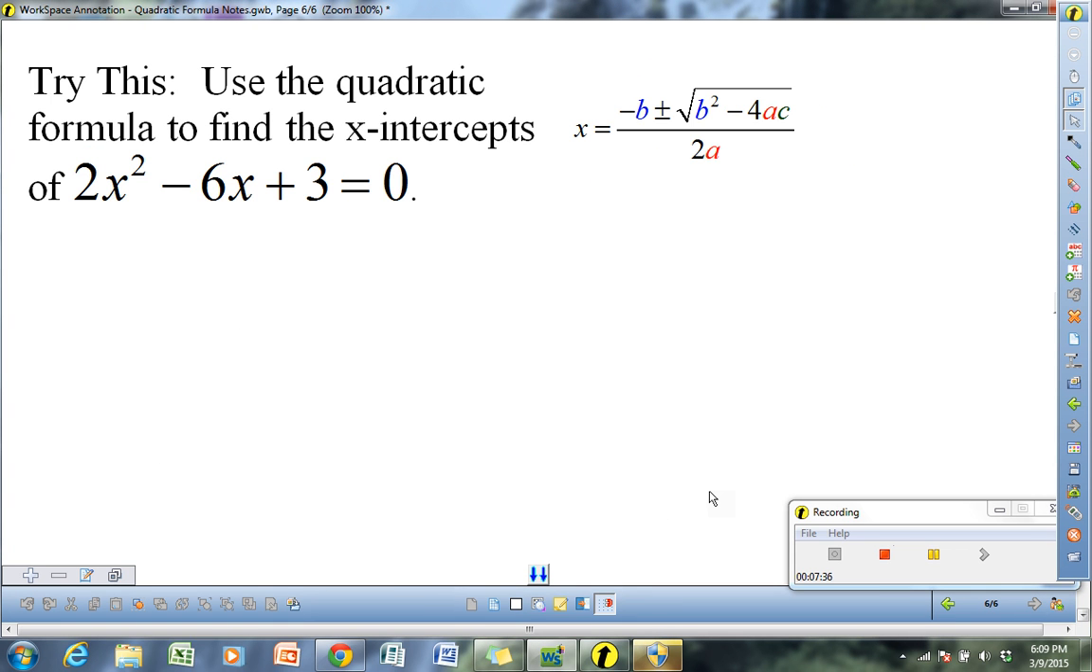Okay, one more problem. Try this. Use the quadratic formula to find the x-intercepts of 2x squared minus 6x plus 3. Did you end up getting 6 plus or minus the square root of 12 over 4? If not, make sure you ask questions when we go over it in class tomorrow.